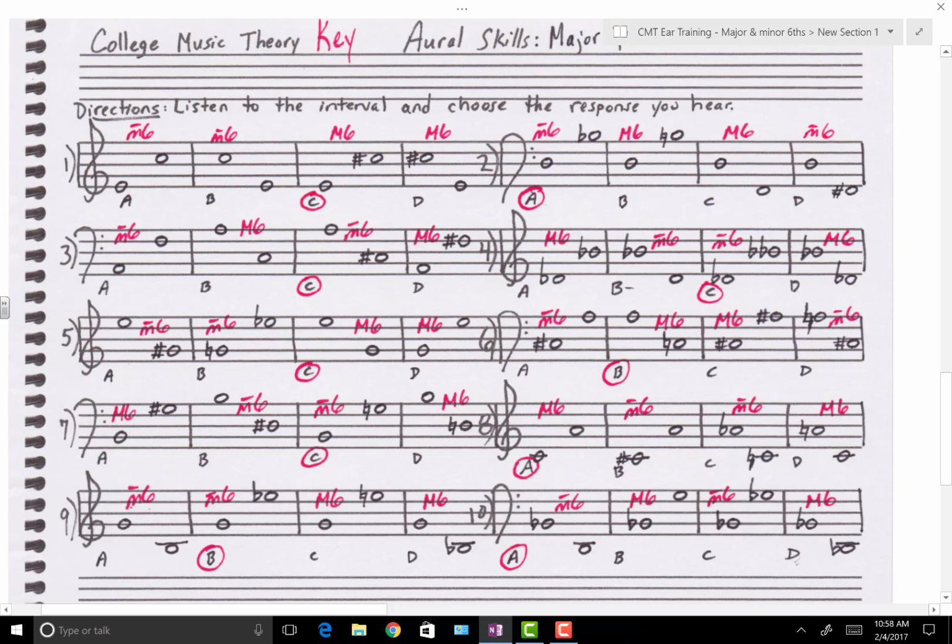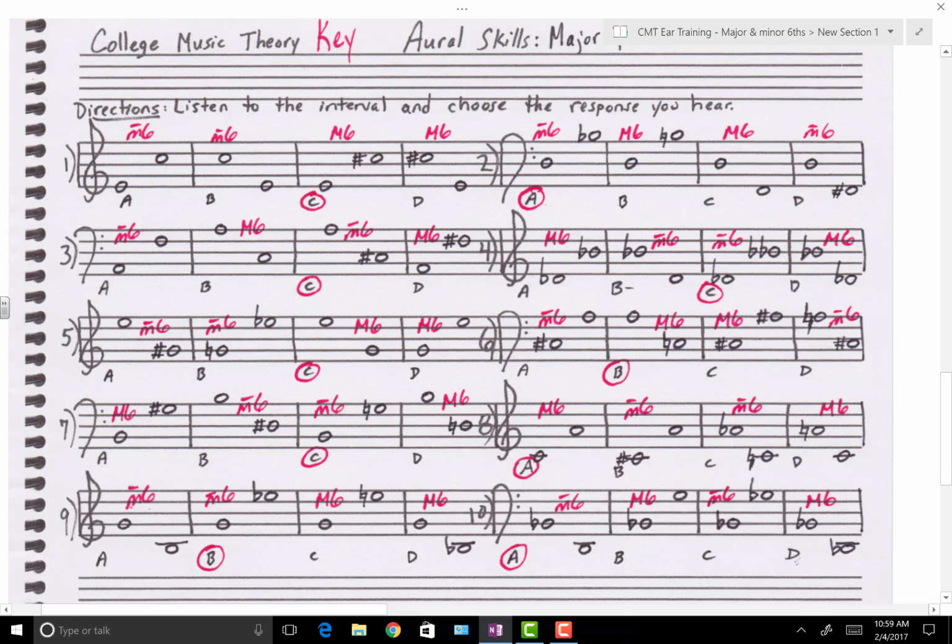For number 5, the correct response was C, a major sixth descending. La to do. Choice D was the opposite direction, a major sixth ascending, NBC. The correct response was NBC in reverse. Choice C.